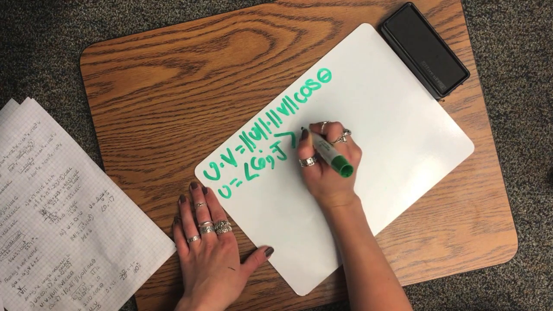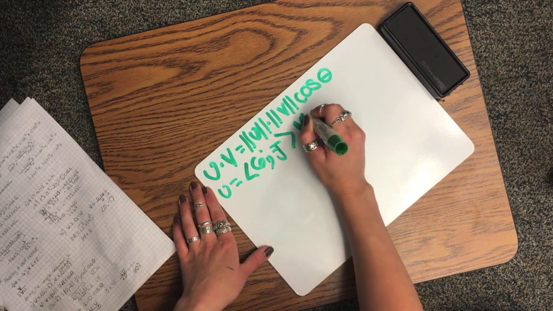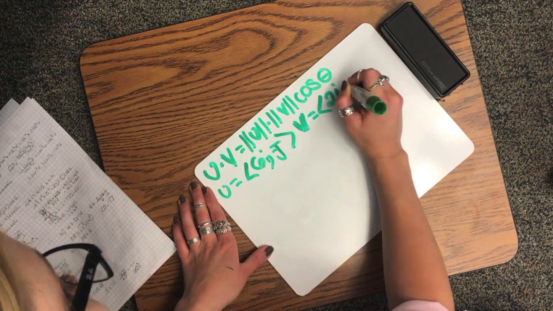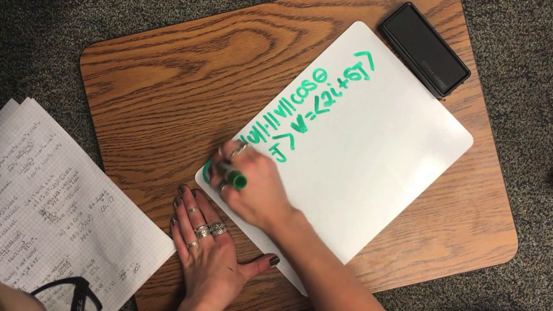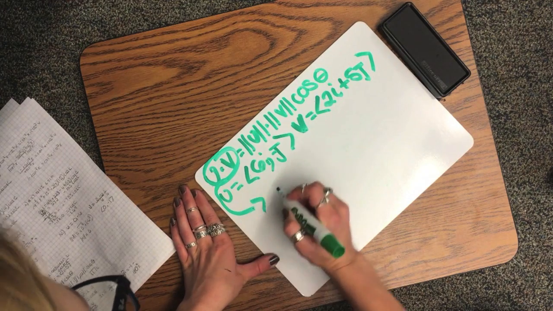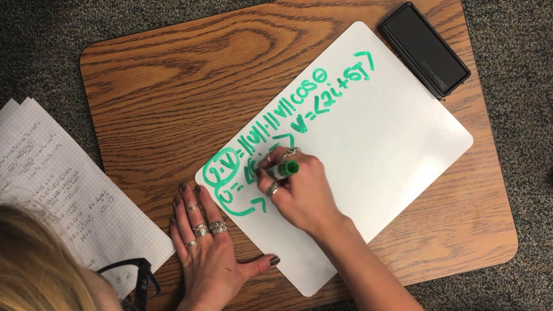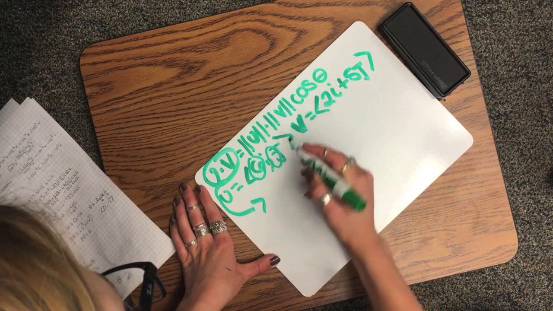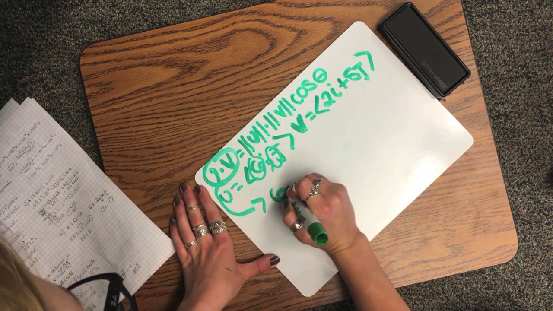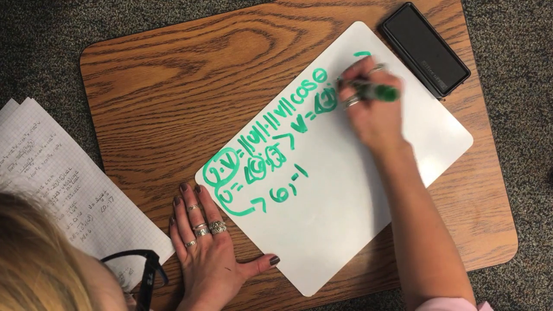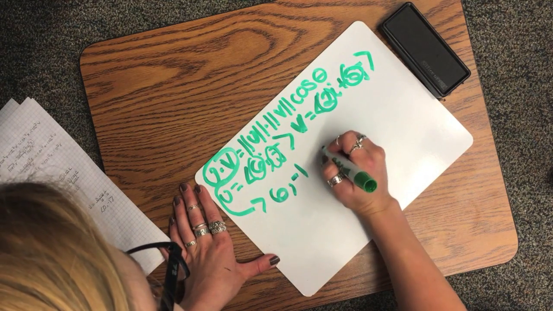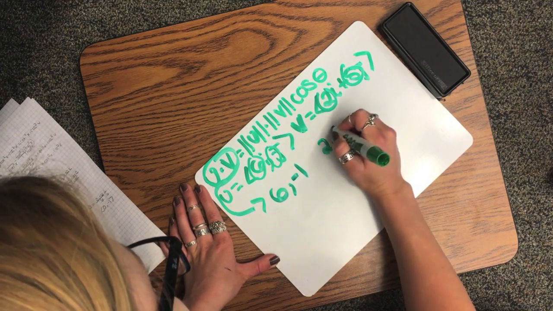For this example, we will be using the vector U, which is 6i minus j, and the vector V, which is 2i plus 5j. The first part of the formula we will be dealing with is U times V. First, we will take the vector U and find the first two terms, which are 6 and -1. We ignore the i and the j. So for vector V, that would be 2 and 5.